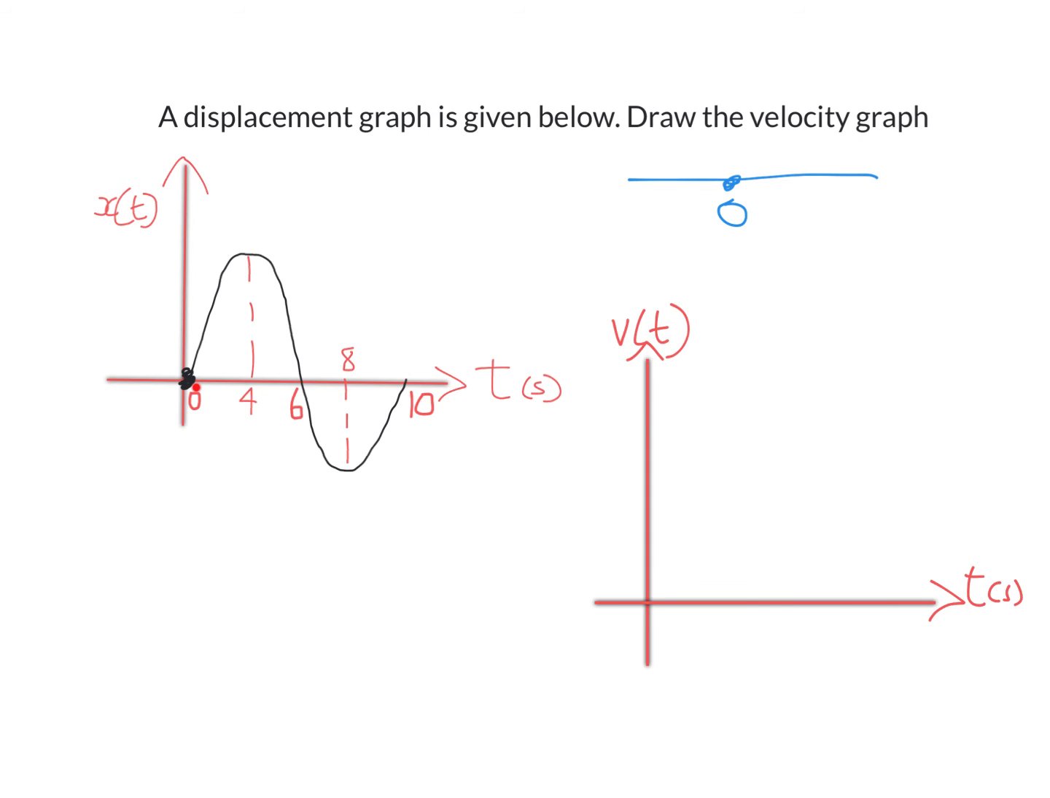So just note, this is not the trajectory of the particle. It's not moving in a curved fashion up and down. It's starting at the origin. It's moving in a straight line back and forth. So let's look at this graph to tell the story of what's happening to the particles.